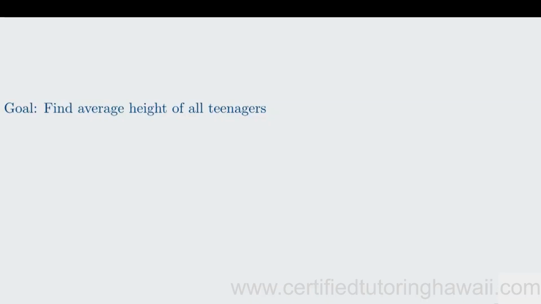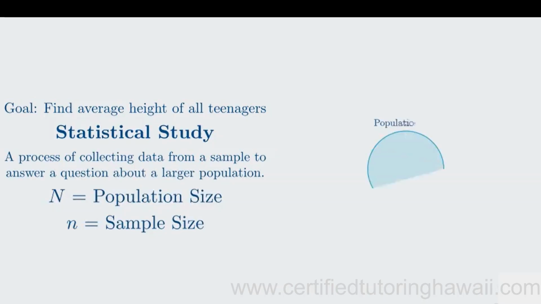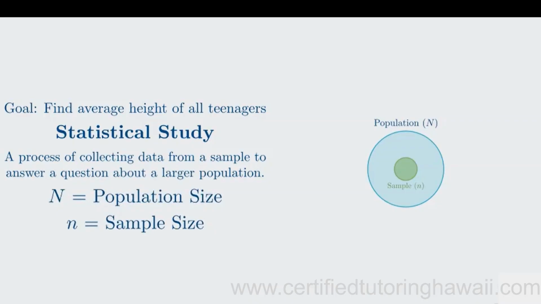This is where statistics comes in. A statistical study is a process of collecting data from a sample to answer a question about a larger population. A statistical study allows us to look at a smaller group to make an educated guess about a much larger group. We do this because populations are often too large or too difficult to measure entirely. Notice these symbols. We use a capital N to represent the size of the whole population, and a lowercase n for the size of our sample. You'll see these letters throughout the entire course, so keep them in mind.